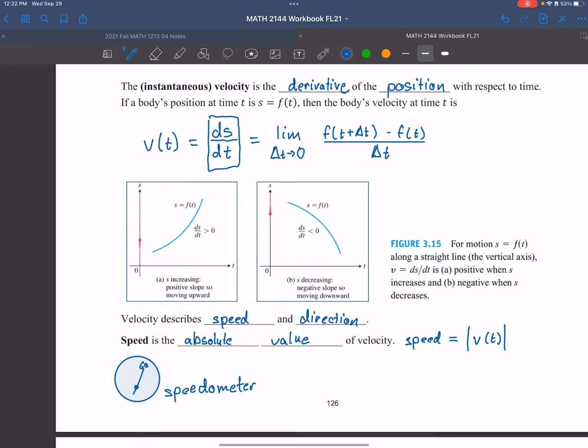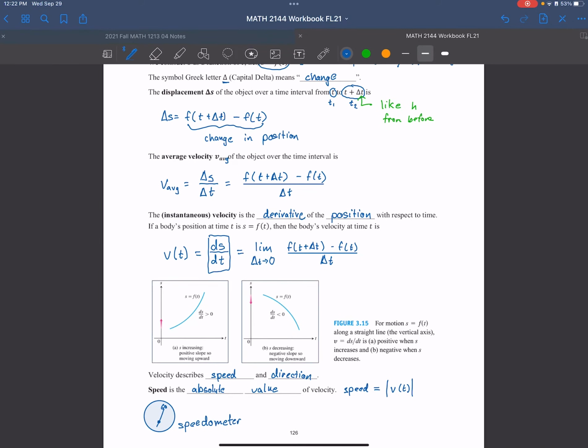Okay, so there was a lot of terminology there. Any questions on anything on this first page? We have a few more words to define.